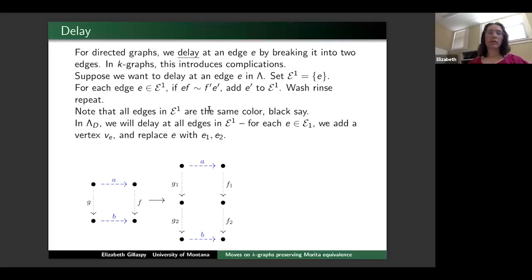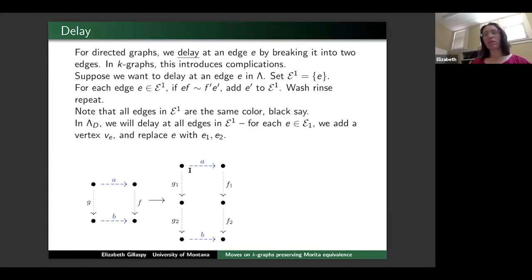So the way that works, here's a picture. Suppose in this picture I wanted to delay at the edge G. So I would then also have to delay at the edge F. So I'm going to add in two new vertices here, and we've got the edges G1 coming into the new vertex and G2 leaving, and F1 coming into the new vertex and F2 leaving.